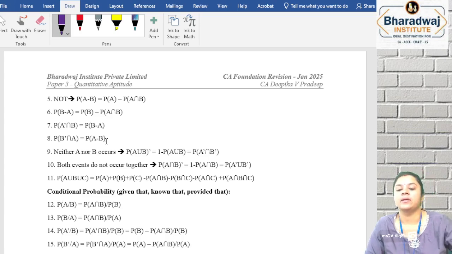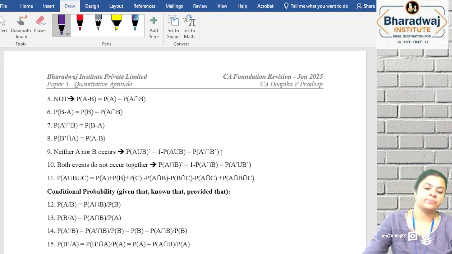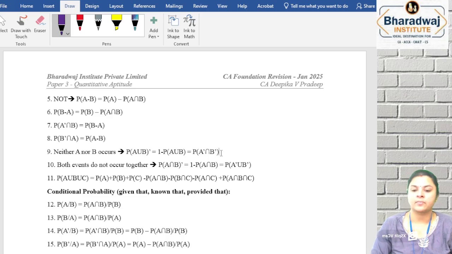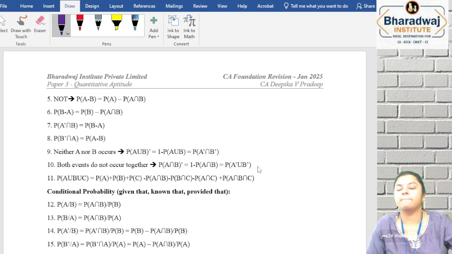Okay. Next, neither A nor B. P of A union B the whole dash, which is 1 minus P of A union B. Or P of A dash intersection B dash. When both the events do not occur together, then it is P of A intersection B the whole dash, or P of A dash union B dash.